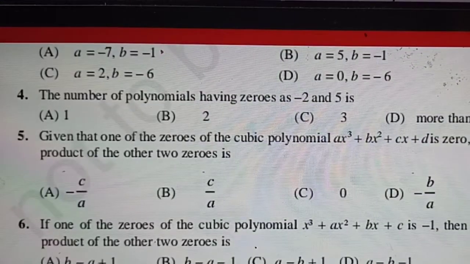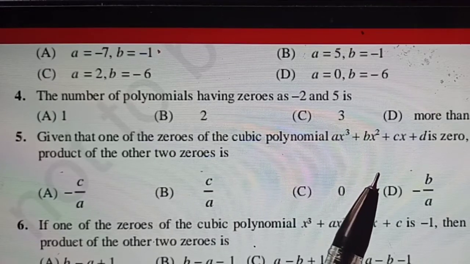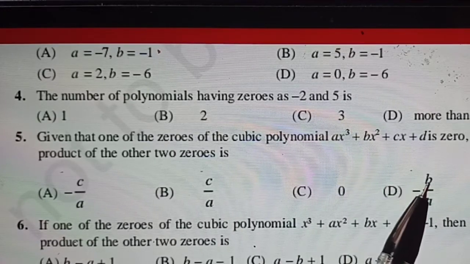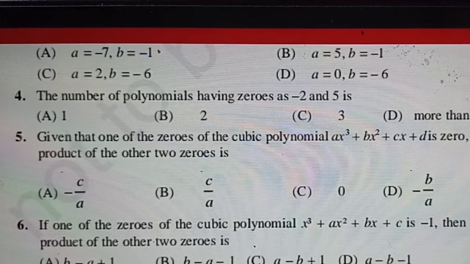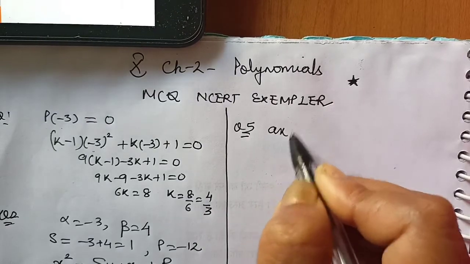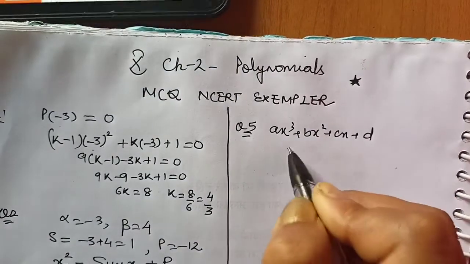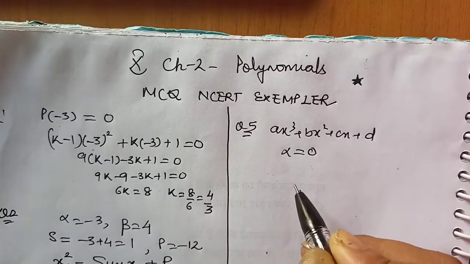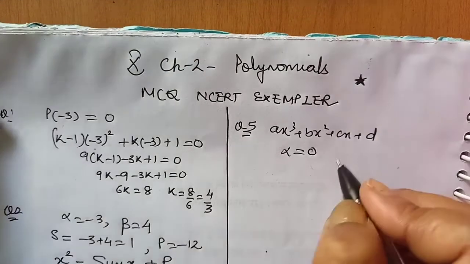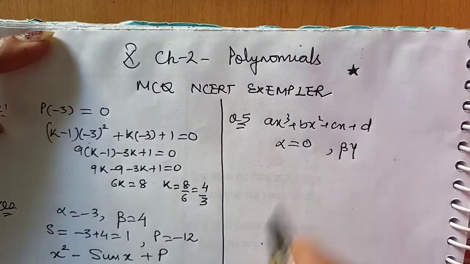Alright. Now let's check out question number 5. Given that one of the zeros of a cubic polynomial is 0, the product of the other two zeros will be dash. It's a cubic polynomial ax cube plus bx square plus cx plus d, and one of the zeros is 0. So alpha is 0. We have to find the product of the other zeros, meaning we have to find beta and gamma if alpha, beta, gamma are the zeros.